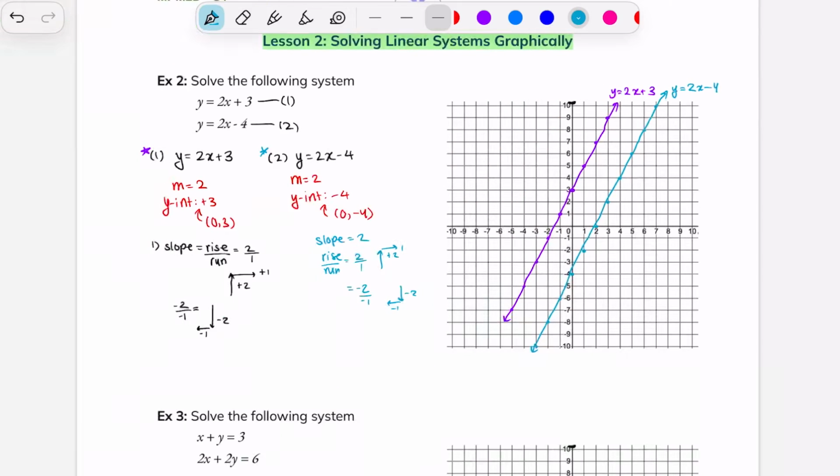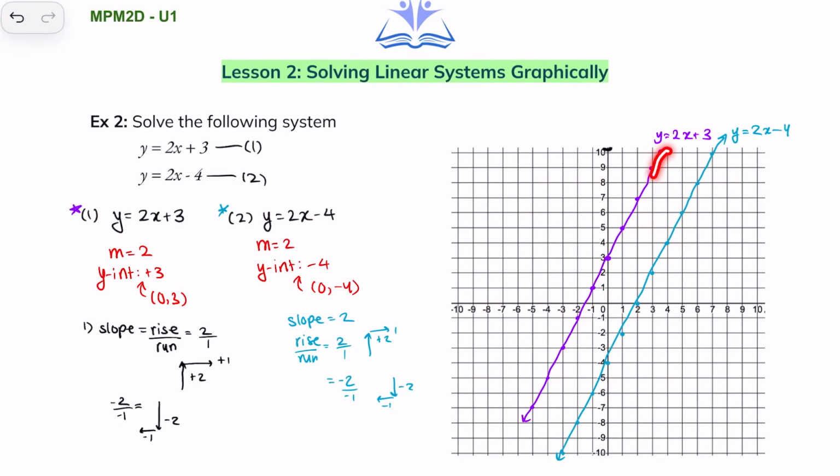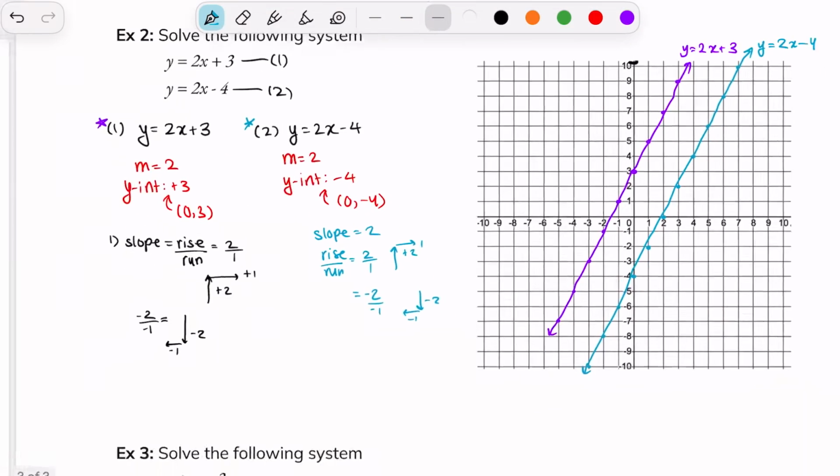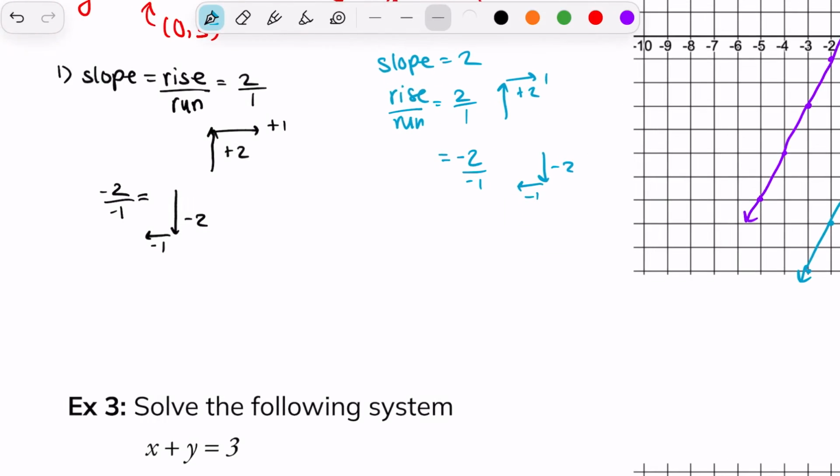So now, if you take a look at these lines, y equals 2x plus 3 is like this, so it's just going to keep going on and on. This is y equals 2x minus 4, which also goes on and on. Are these lines ever going to intersect? No, they're not, because they're parallel and they're distinct. So now we can say therefore no point of solution, or sorry, no point of intersection, because the lines are parallel and distinct.